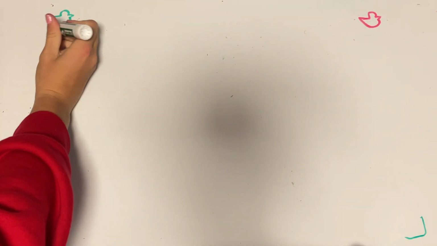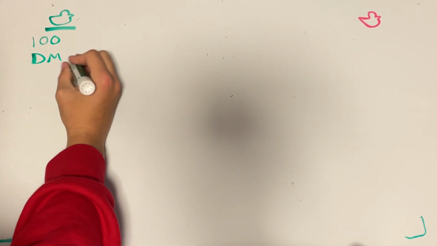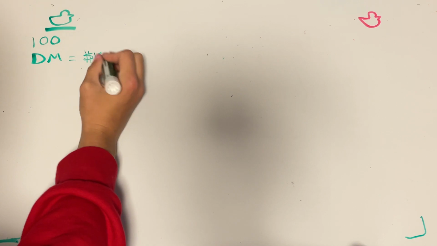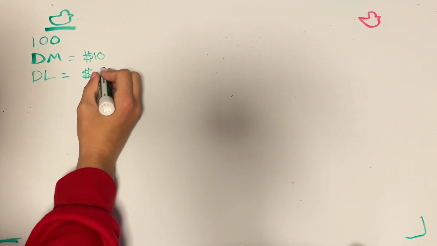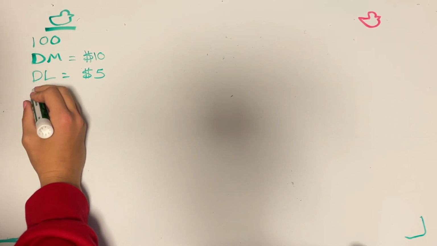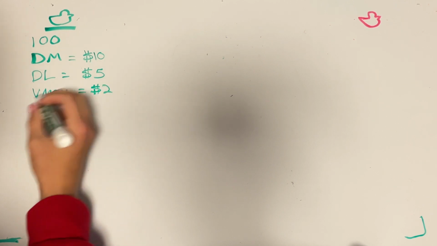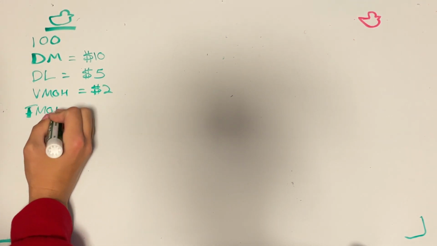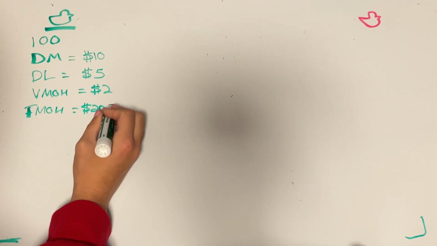So let's say we have a company that's making rubber ducks, and they plan to make 100 units. So 100 rubber ducks. Their costs of making them are direct materials of $10 per unit produced, direct labor of $5 per unit produced, and variable manufacturing overhead of $2 per unit produced. They also have some fixed manufacturing overhead, and that totals up to $2,000.